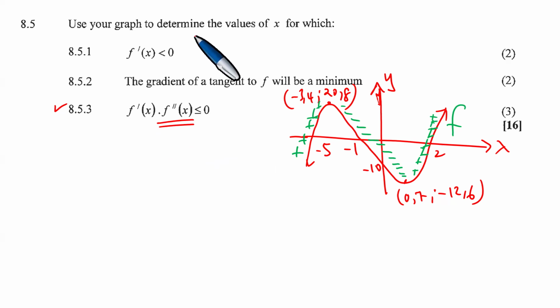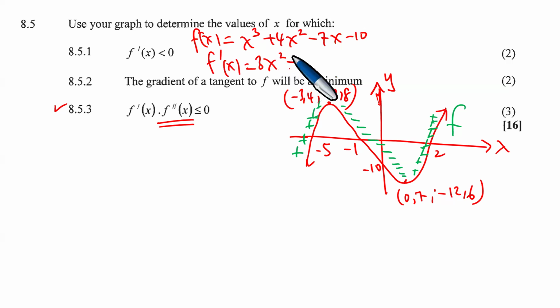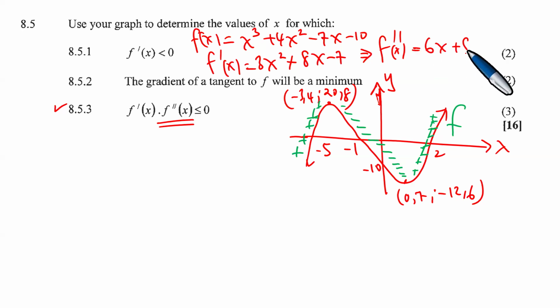Let's analyze that. If the original function is f of x equals, we remember it, and we just put it down on paper, right? So we have that it is x cubed plus 4x squared minus 7x minus 10. The first derivative is 3x squared plus 8x minus 7. Okay, this becomes the first derivative. What is the second? So this one is going to be 6x plus 8.